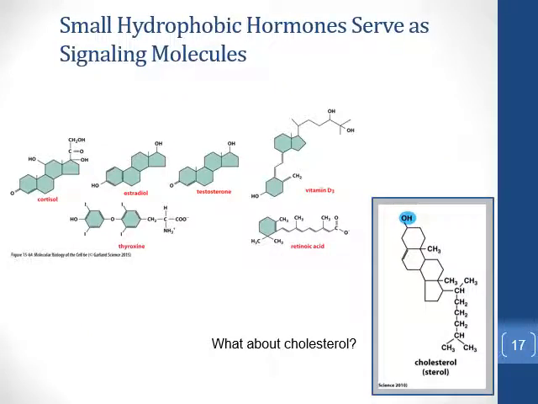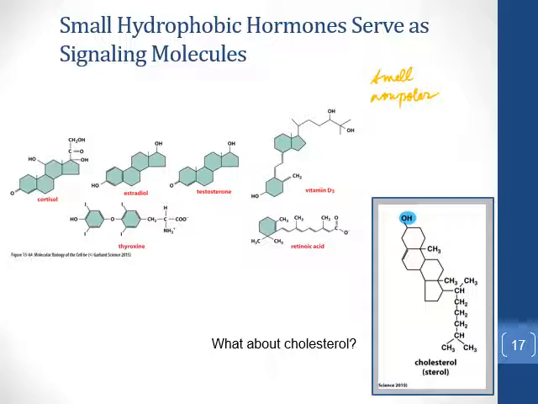Here are some examples of hormones that function this way. All of these hormones have intracellular receptors. And what do you notice about these hormones? All of them are small and relatively nonpolar. Now, I recognize they've got some polar groups on there, but by and large, these are nonpolar molecules.